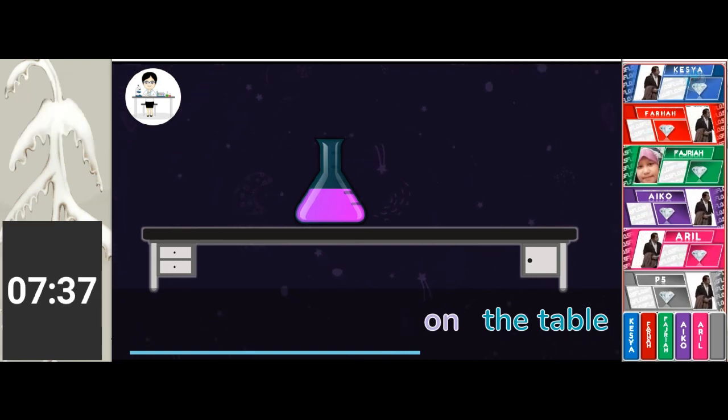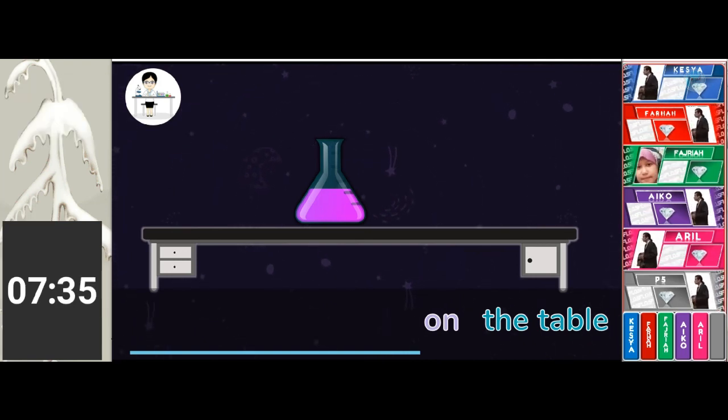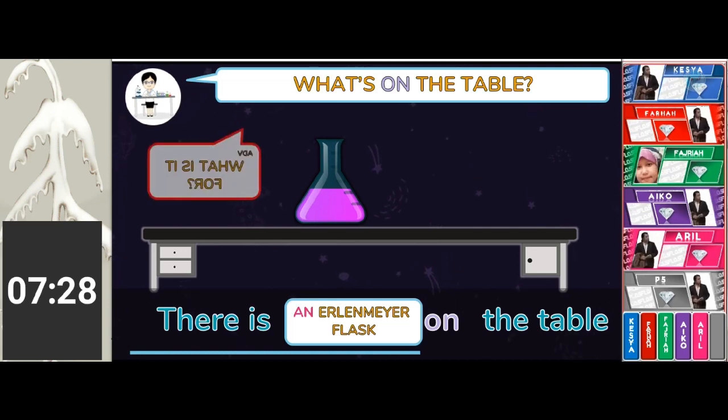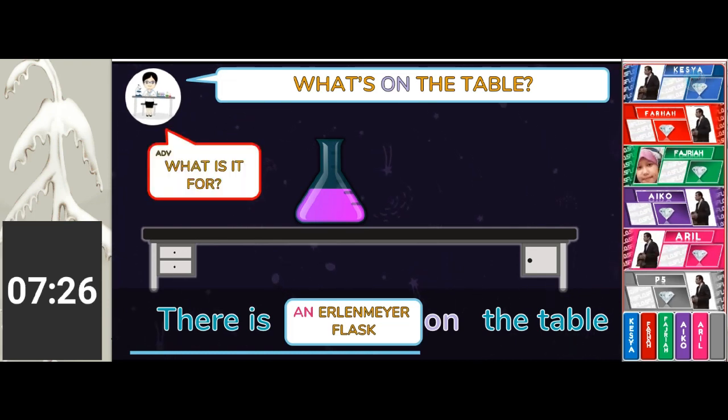What's on the table? There is an Erlenmeyer flask on the table. It is like the beaker, but we can measure or mix more accurately.